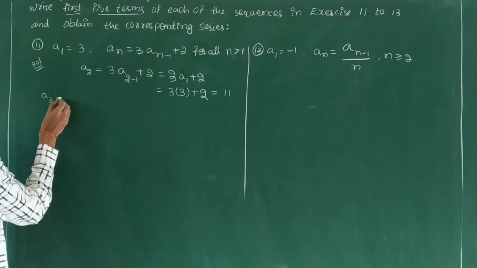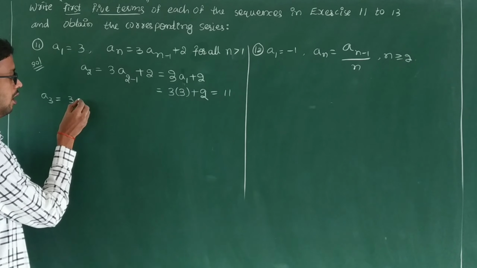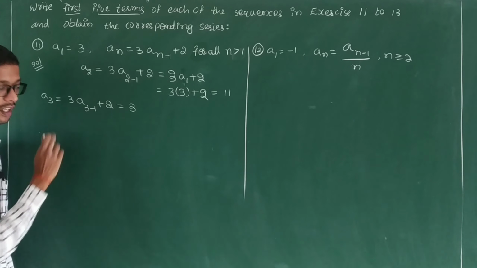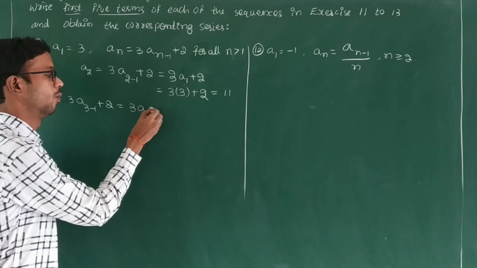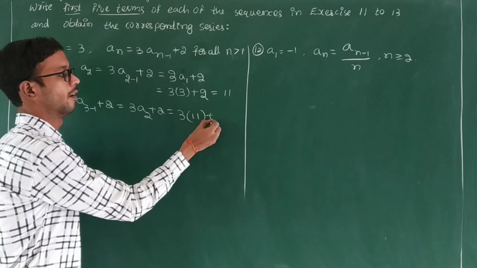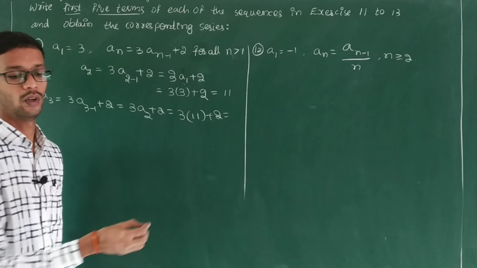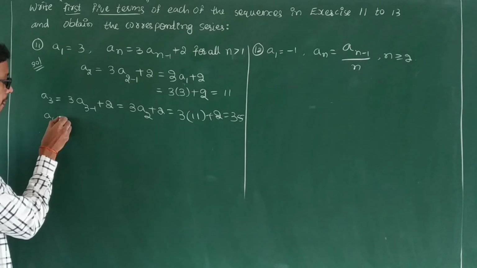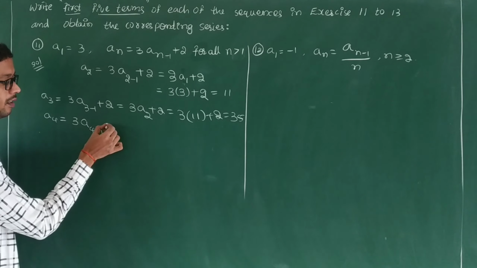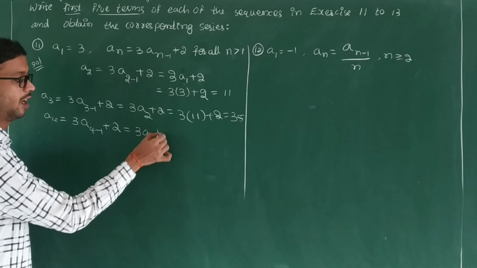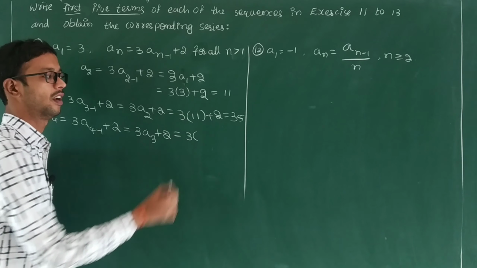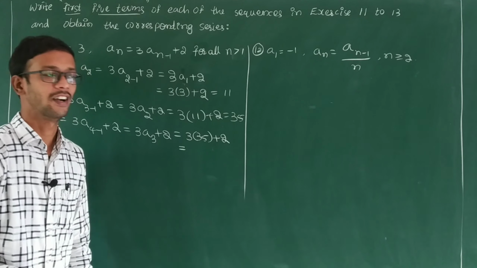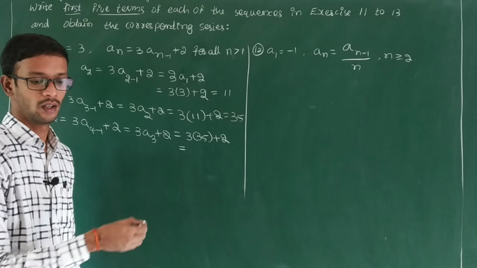Next, a3 we have to find. a3 equals 3 into a3 minus 1, plus 2. a3 minus 1 is a2. What is a2? 11. 33 plus 2 is 35. Next step, a4 equals 3 into a3 plus 2. What is a3 here? a3 is 35. 3 into 35 is 105, plus 2... 70 into 3, 210. Sorry.